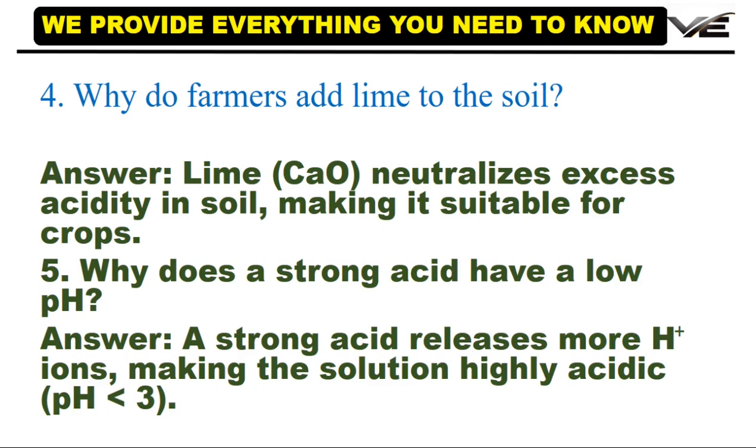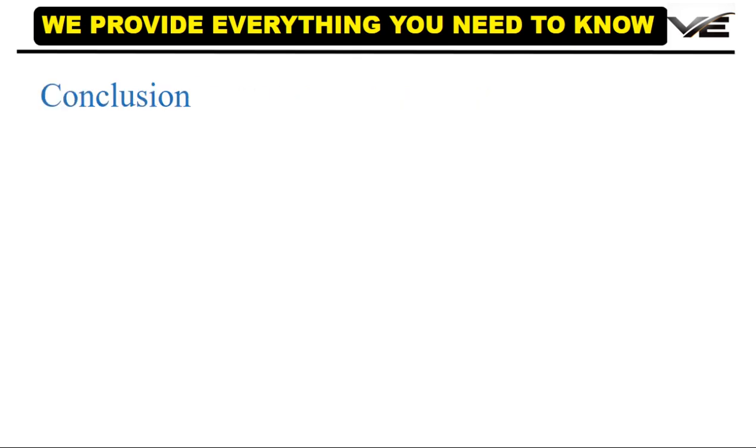Why does a strong acid have a low pH? Answer, a strong acid releases more hydrogen ions, making the solution highly acidic, pH less than 3.